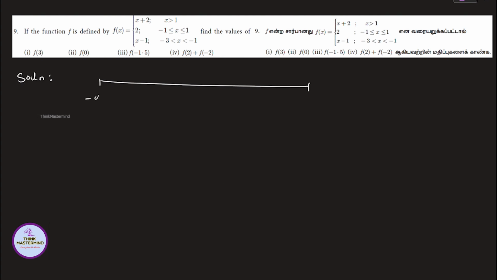Suppose I'm taking the real line as minus infinity to plus infinity. So your middle is x is equal to 0, and here the interval is split like that: x is greater than 1. So here I'm taking 1. So x is greater than 1, that is x takes values 1 to infinity. The f of x is defined as x plus 2.